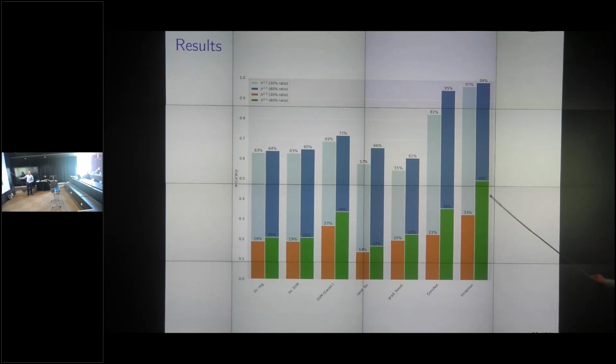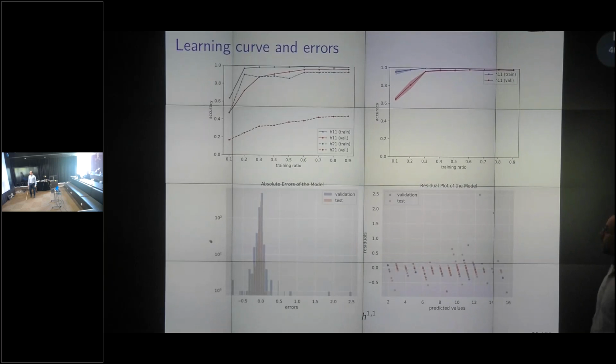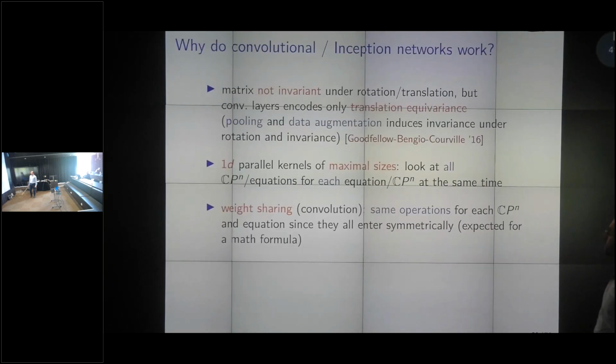And as you can see, for H21, we managed to get 50% accuracy in the best case, but it's not great. I think we managed to go to 55 in some recent attempt, but H21 is still not solved. Okay, I'm skipping this. Here is just some quick explanation of why these architectures work.